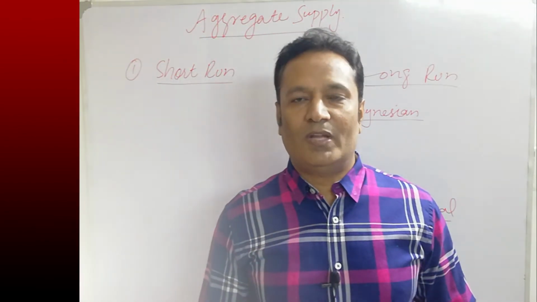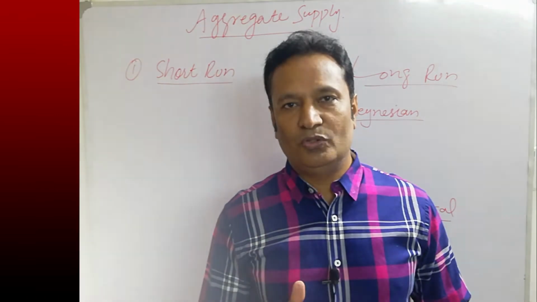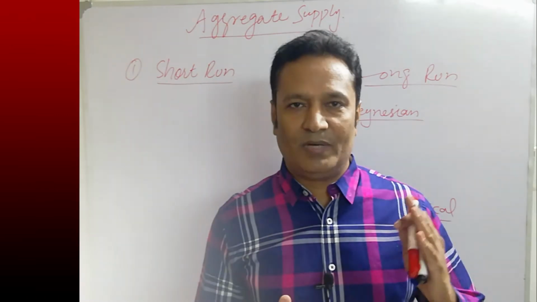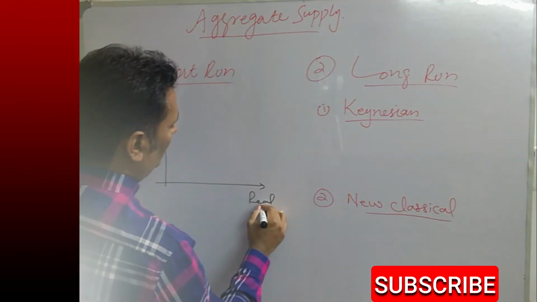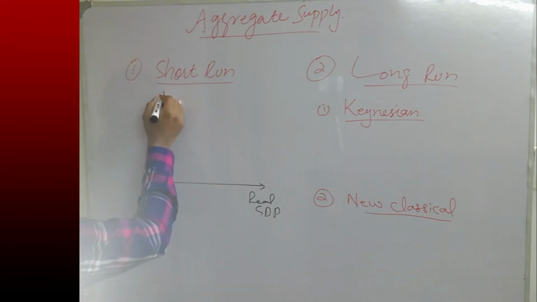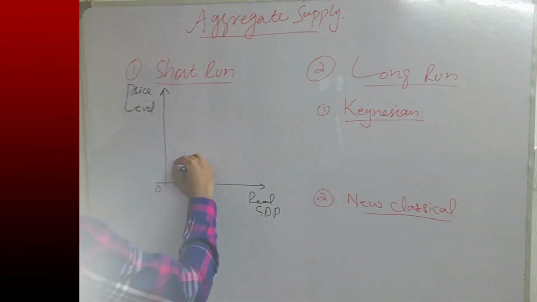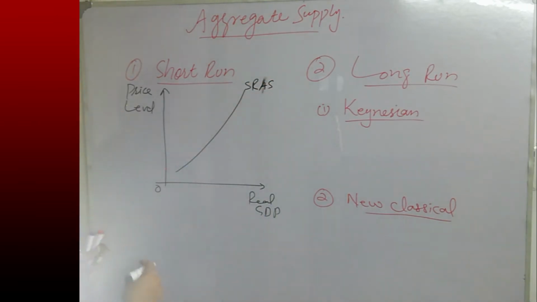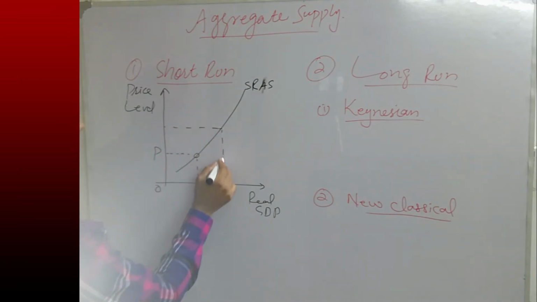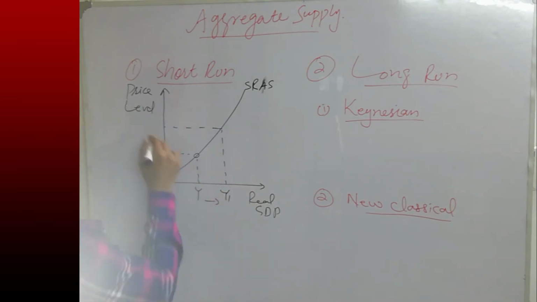In the short-run period of time, aggregate supply is positively sloped and it shows a positive relationship between price level and real GDP. This is real GDP on X, or we can label it output, origin point, and this is price level. In the short-run, the aggregate supply curve looks like this. This is short-run aggregate supply, SRAS. It shows that there is a positive relationship between price level and real GDP. If price is P, real GDP will be Y. If price increases, aggregate supply or real GDP or output will also rise. So there is a positive relationship between these two.